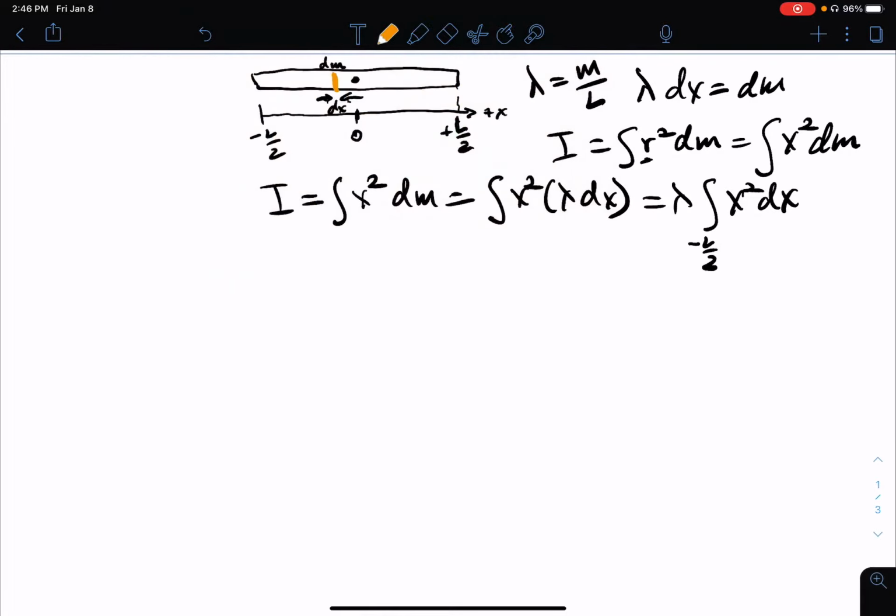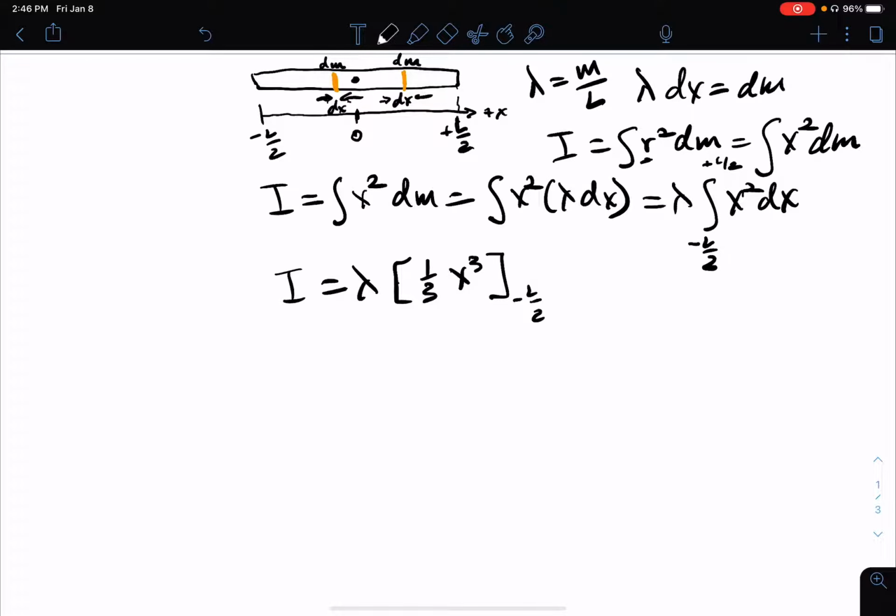If I had another orange sliver over here, same size, same mass, so it's also thickness dx, so that's the same, and it still has dm. But this has some positive distance away from the axis of rotation. So we're going to go from negative L over 2 to plus L over 2. So the integral, by the way, does not change. I equals lambda times quantity 1/3 x cubed. And our limits are from negative L over 2 on the left to L over 2 on the right.